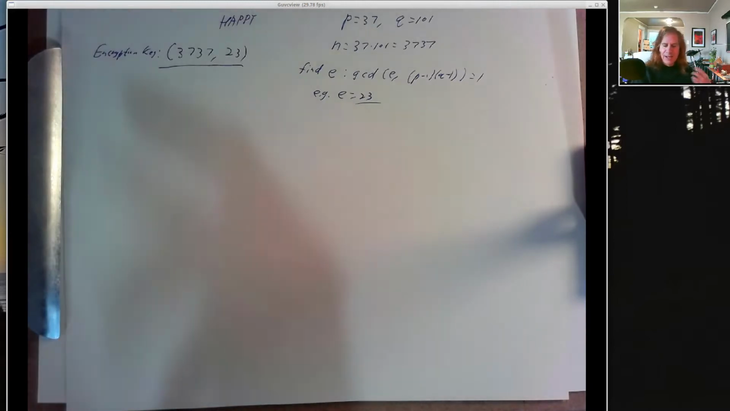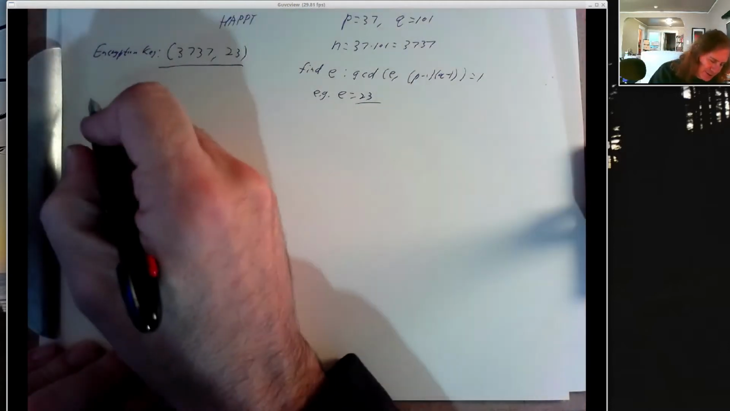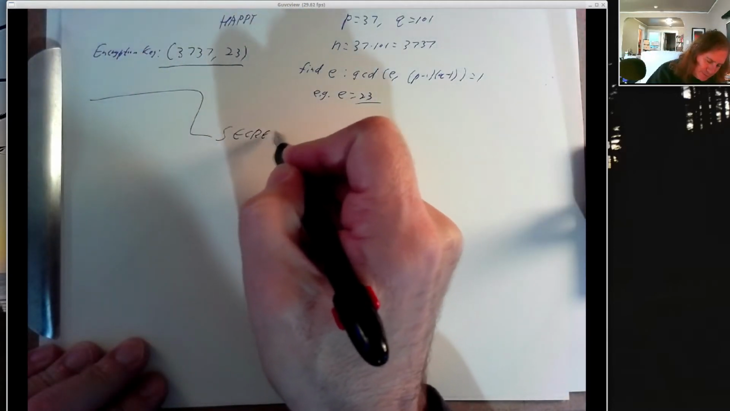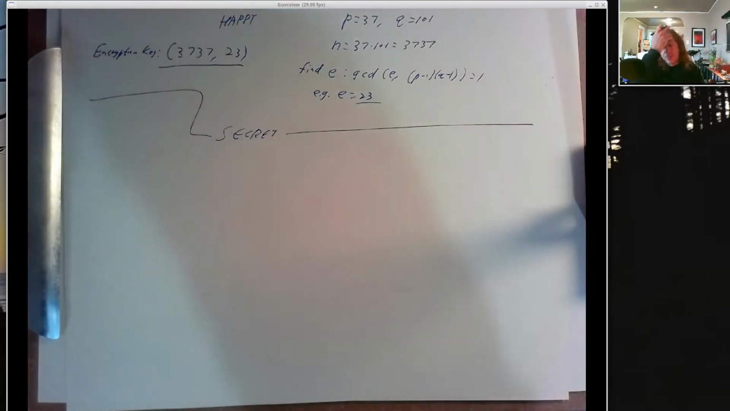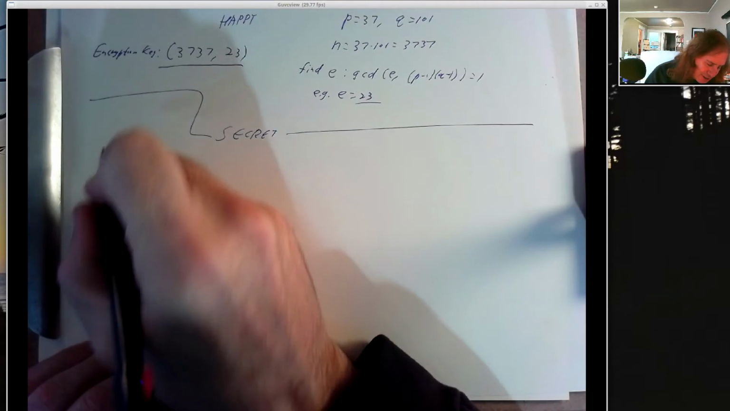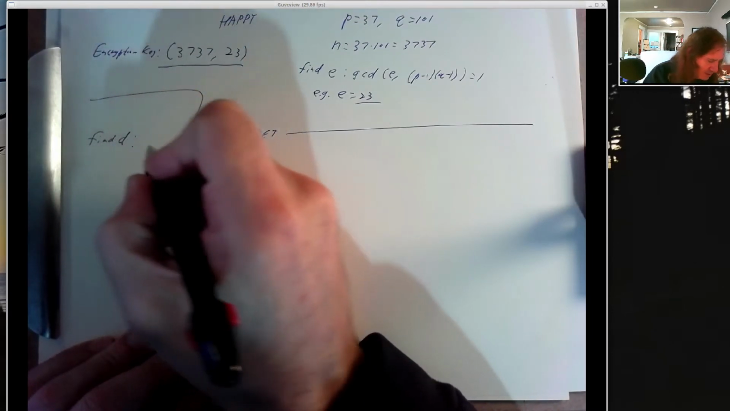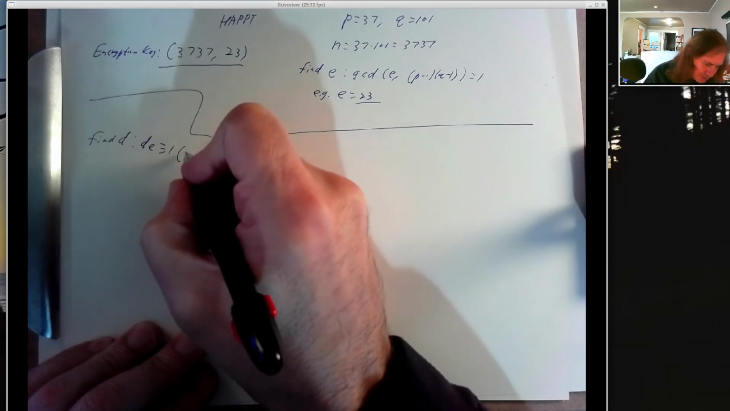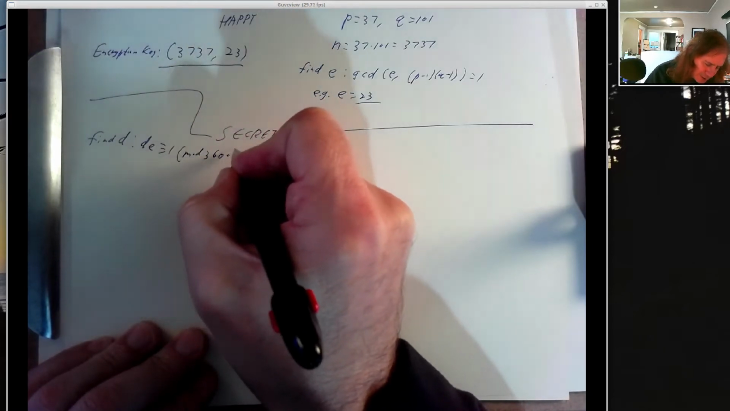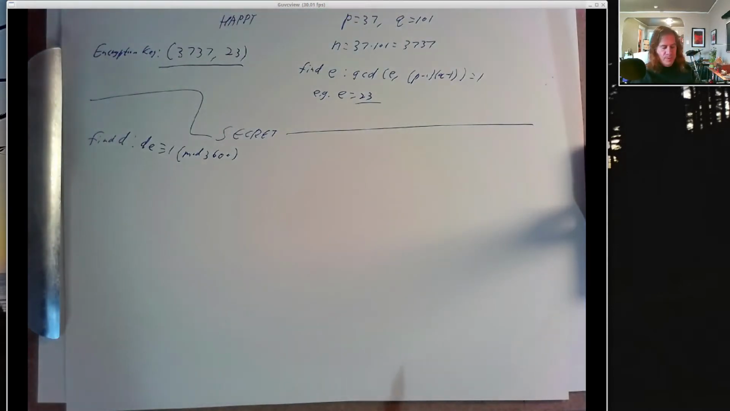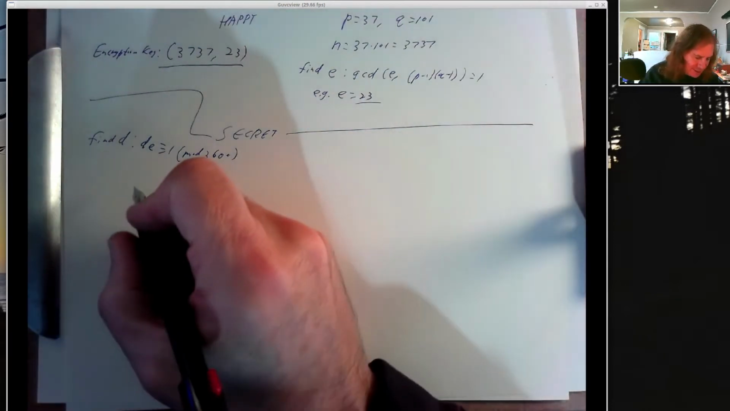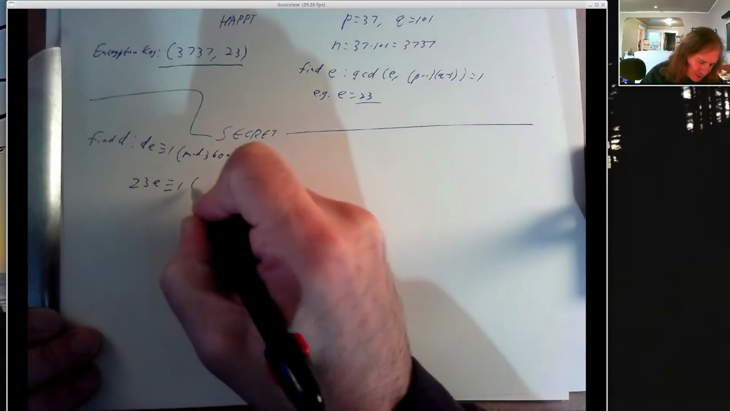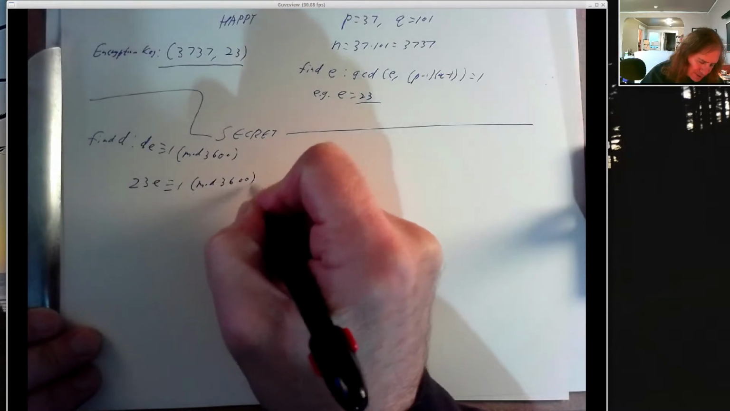All right. Now, as the person who came up with this key, I need to also figure out what the private key is. All right, so here's the secret work that I don't tell the public about. To find the decryption key, I need to find an integer d such that d times e is congruent to 1 mod 3600. Well, my e was 23, so I'm trying to find a d so that 23d is congruent to 1 mod 3600.